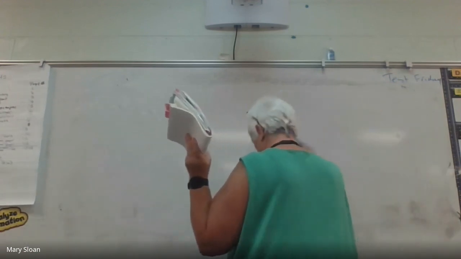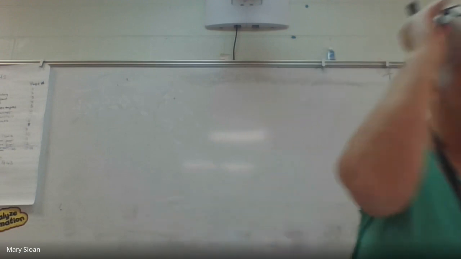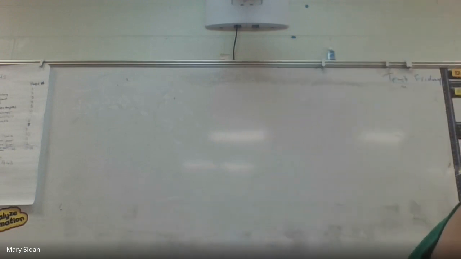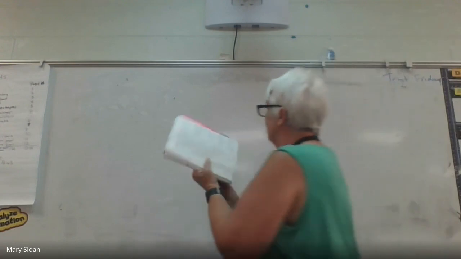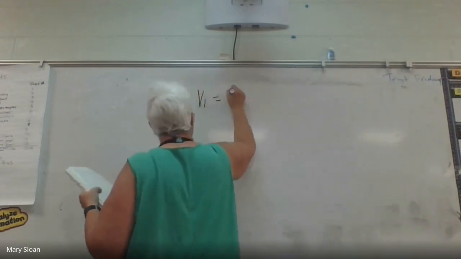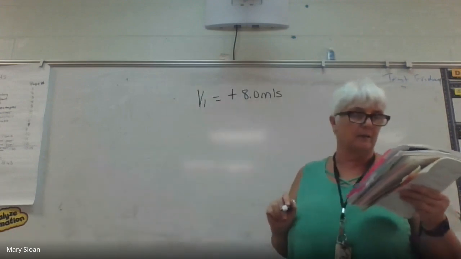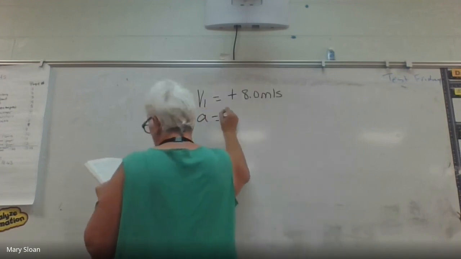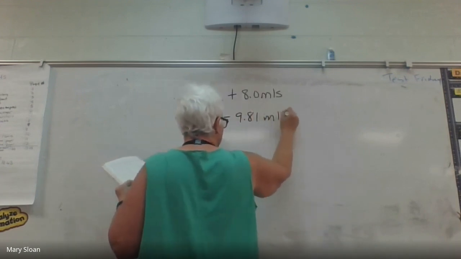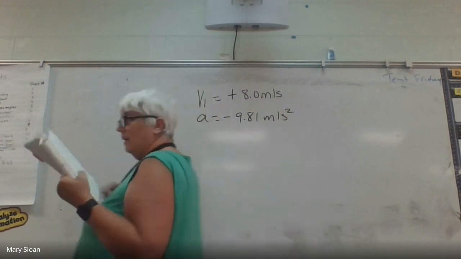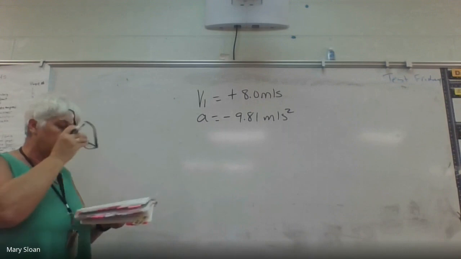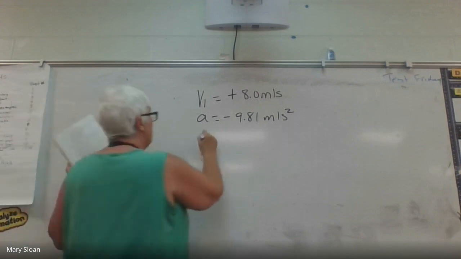Number 3 says, a tennis ball is thrown vertically upward with the initial velocity of a positive 8.0 meters per second. What will the ball speed be when it returns to its starting point? Okay. So my velocity initial is a positive 8.0 meters per second. They're throwing the tennis ball up in the air, correct? My acceleration is negative 9.81 meters per second squared. That has to do with gravity because gravity is trying to pull it down. Change in y is 0.